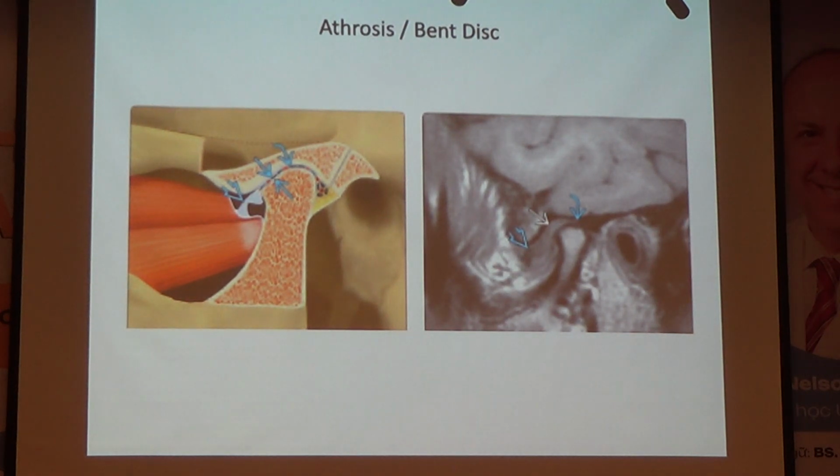And here I start to have arthrosis because now it's bone to bone, because the disc is not there. You can see the first signals of arthrosis here. It's bone loss.